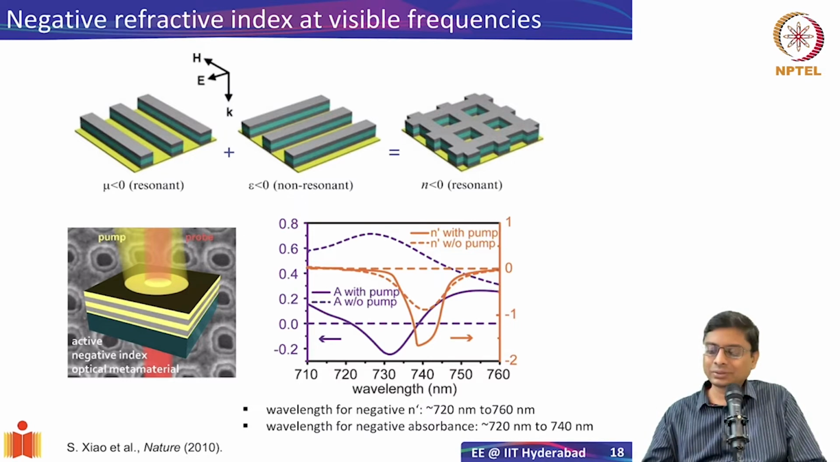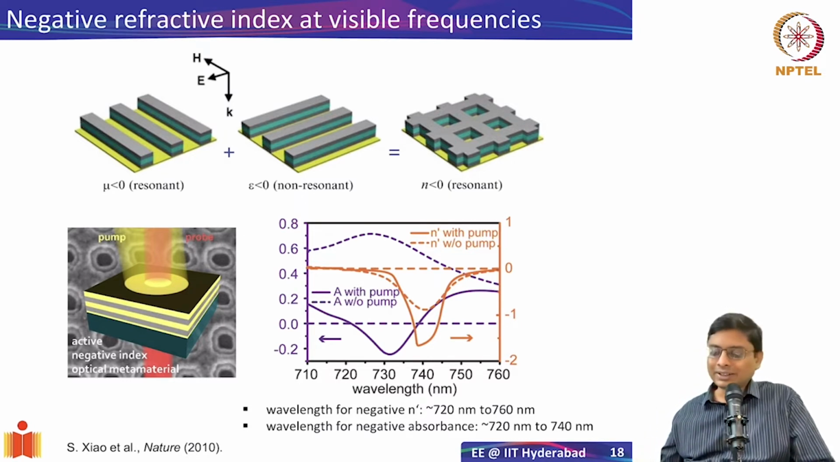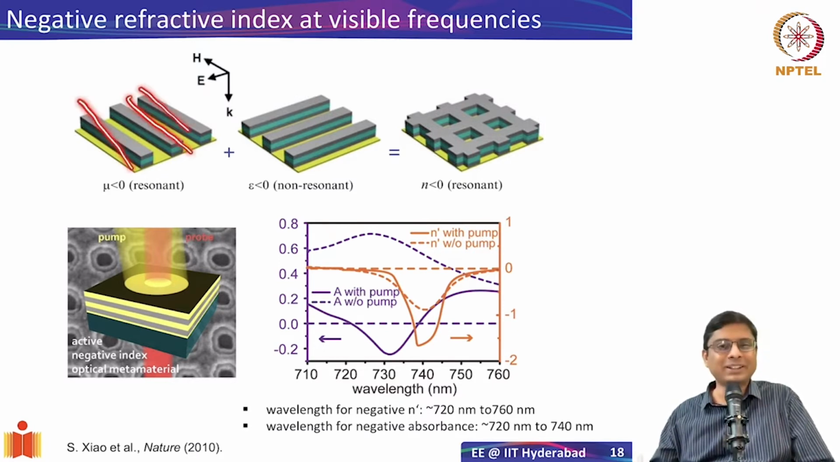Okay, so this is the example of negative index at visible frequencies. In this case, we saw that if you have a strip like this, it exhibits a magnetic response.